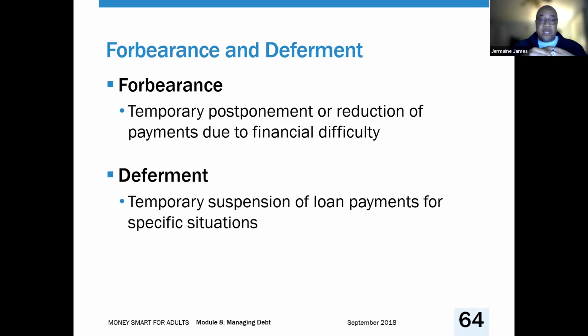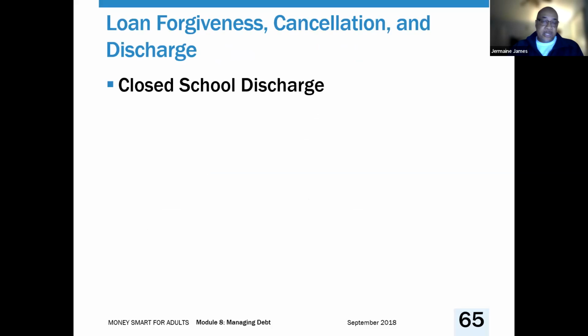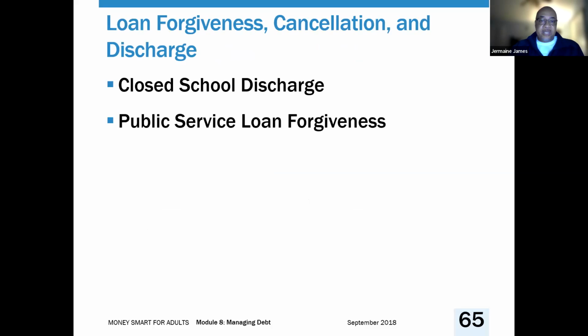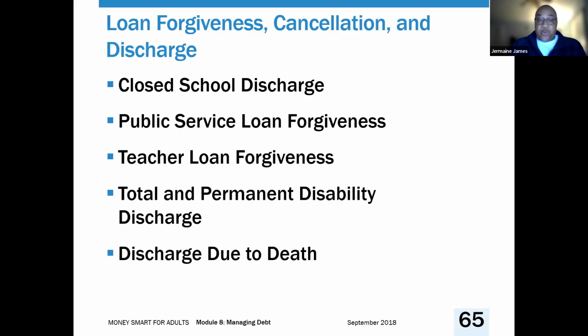And of course, based on the situation that you'd be outlining to them, they'd be able to figure out what the best solution is going to be to have that student loan paid off. Loan forgiveness and cancellation, right? Cancellation and discharge. So maybe a closed school discharge, public service loan forgiveness, teacher loan forgiveness. There's also the option to get a total and permanent disability discharge. And then, of course, discharge due to death. So these are the options to look at when we talk about loan forgiveness, cancellation, or discharge, something that can also be brought up with the lender, and options that can be explored on your end to have that student loan taken care of.